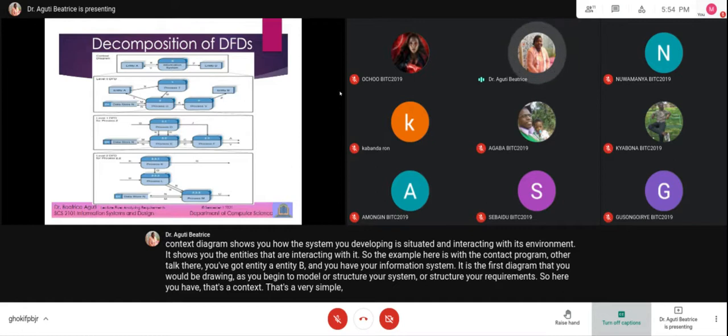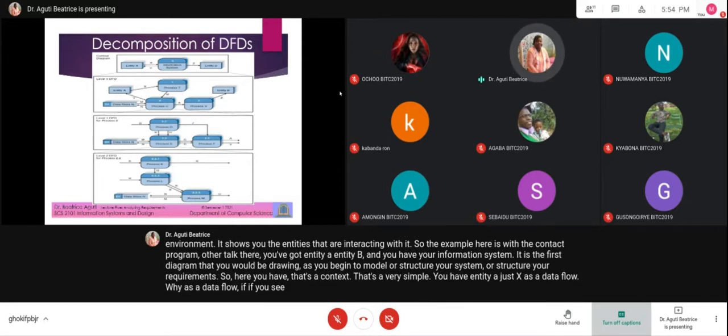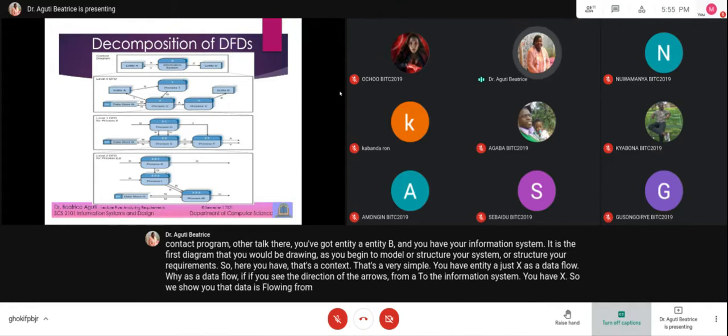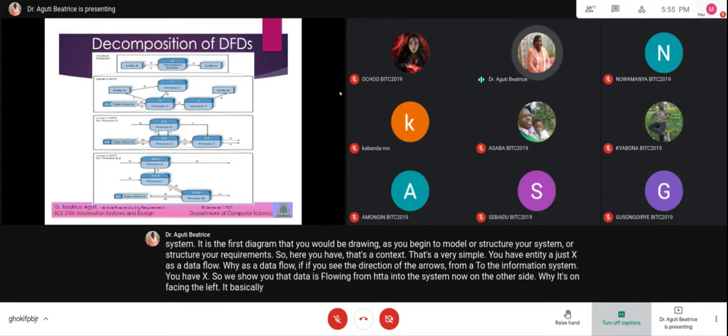So here, that's a very simple context diagram. You have entity A, X as a data flow, Y as a data flow. If you see the direction of the arrows, from A to the information system you have X, which shows you that data is flowing from entity A into the system. Now on the other side, Y is facing the left. It basically means information is leaving the information system and going back to the entity.